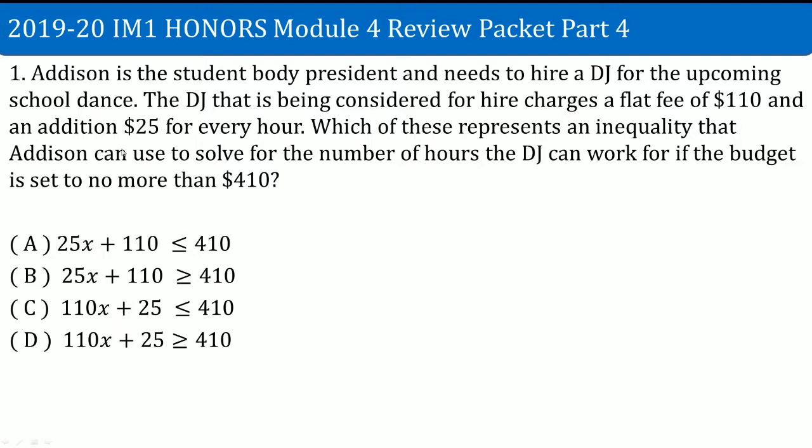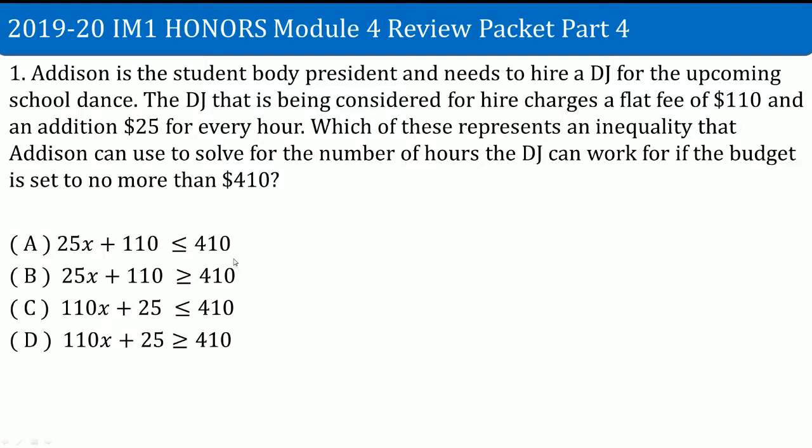All right, part 4. Number 1, Addison is a student body president and he needs to hire a DJ for the upcoming school dance. The DJ that is being considered for hire charges a flat fee of $110 and, in addition, $25 for every hour. Which of these representations of an inequality can Addison use to solve for the number of hours the DJ can work if the budget is set to no more than $410?